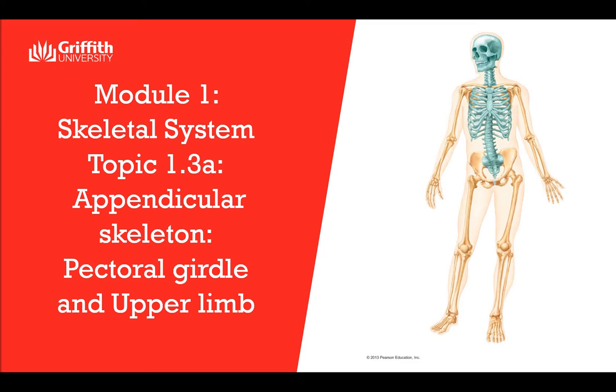Welcome back to Module 1, the Skeletal System. This mini-lecture covers Topic 1.3, the Appendicular Skeleton, which includes the bones of the limbs and their girdles. Open your workbook to Topic 1.3 and complete the questions as able as we progress through the mini-lecture.